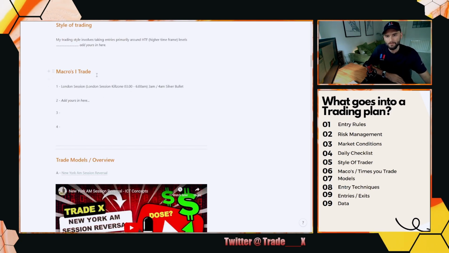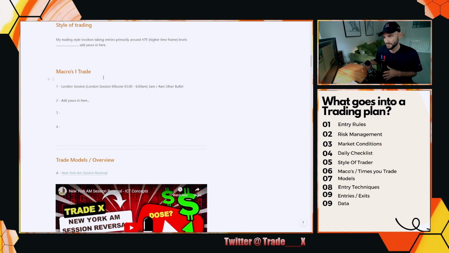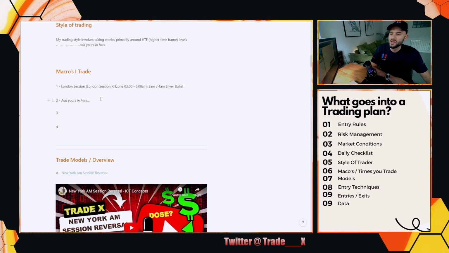Below that is the macros I trade. So the London session, for example, the kill zone between 3 and 6 a.m. I'm looking for a silver bullet in between 3 and 4 a.m. Those are the macros I'm looking to take. But you want to add in all the macros that you are looking to trade around the windows which you can trade. What are the time zones you can trade?